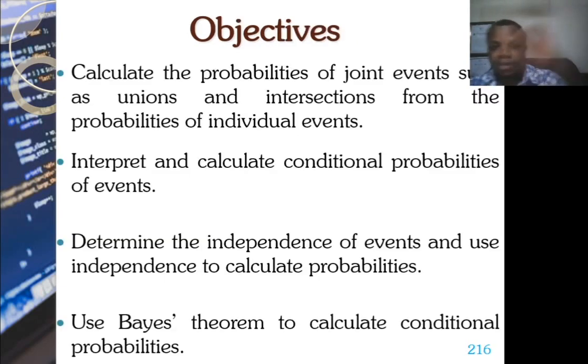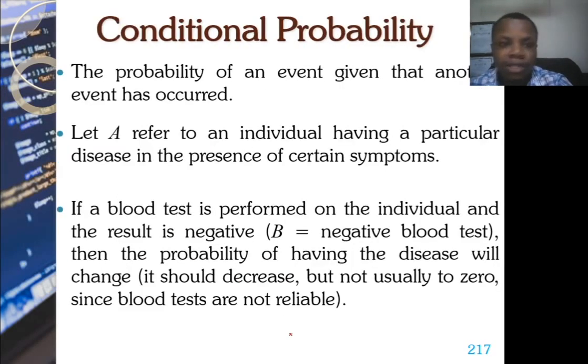So let's start with the objectives for this chapter. Under this chapter, we shall be looking at how to calculate or estimate probabilities of joint events, such as the union and intersection, from the probabilities of individual events. We're also going to see how to interpret and calculate the conditional probabilities of events, determine the independence of events, and use independence to calculate probabilities. And finally, we shall look at Bayes' theorem to calculate conditional probabilities. So let's start with that.